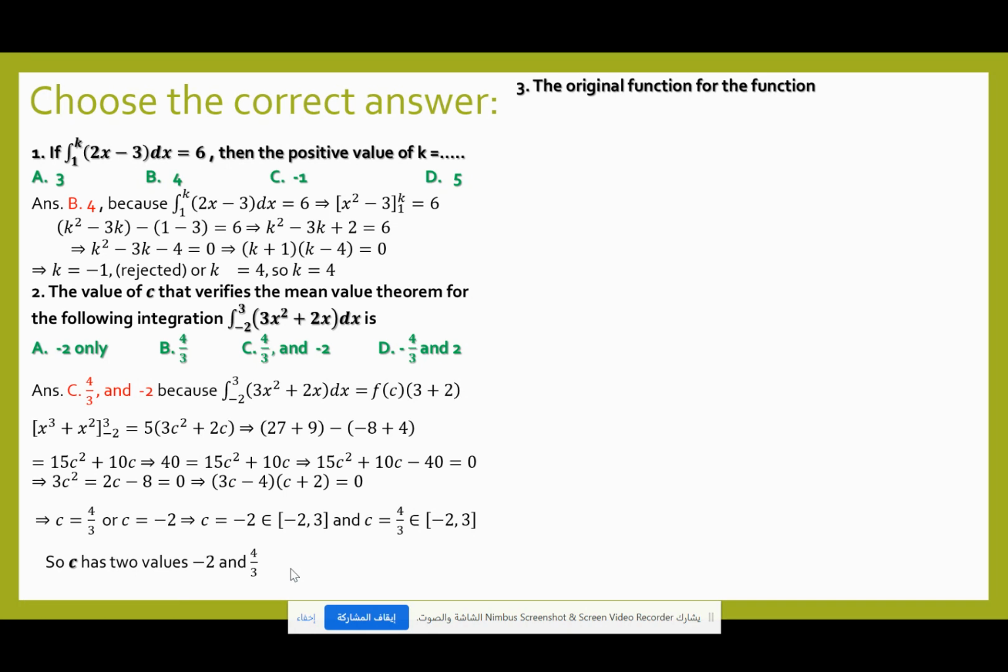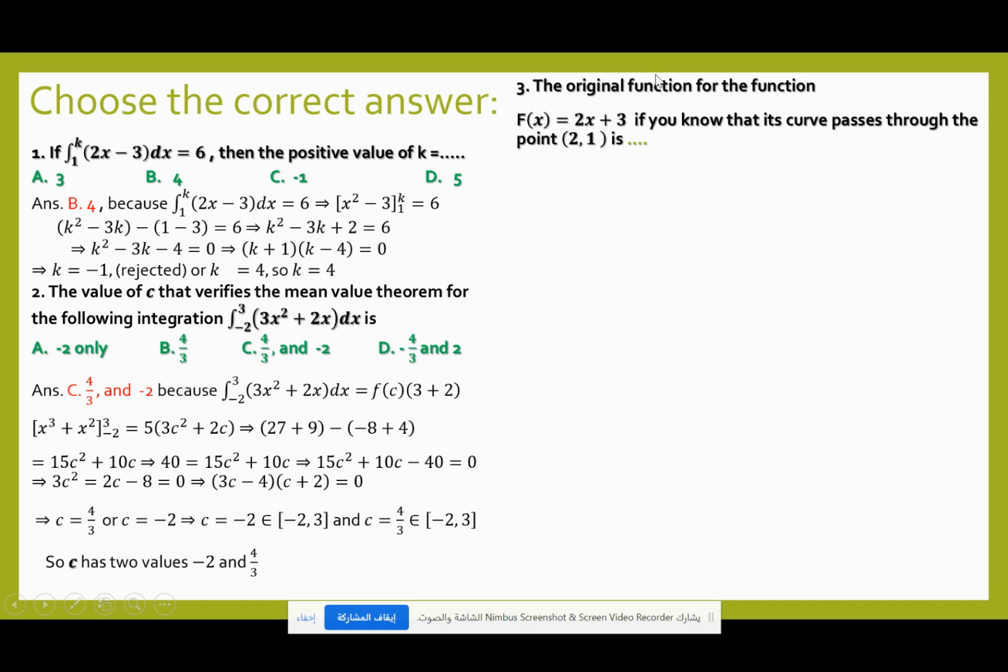The last one: find the original function for this function. Here f'(x) equals 2x plus 3. We know that its curve passes through the point (2, 1). We are looking to find the original function from that derivative.